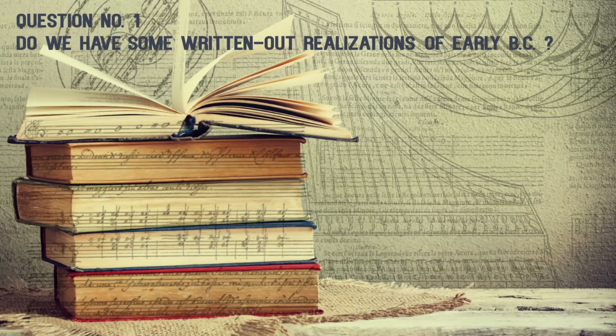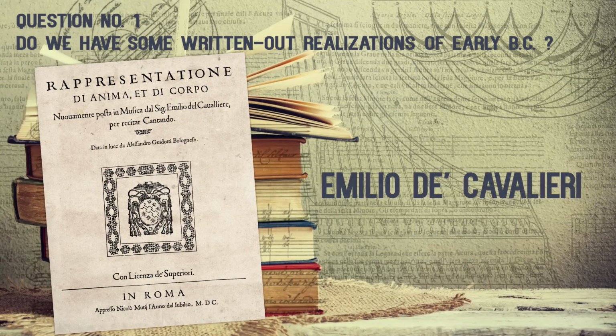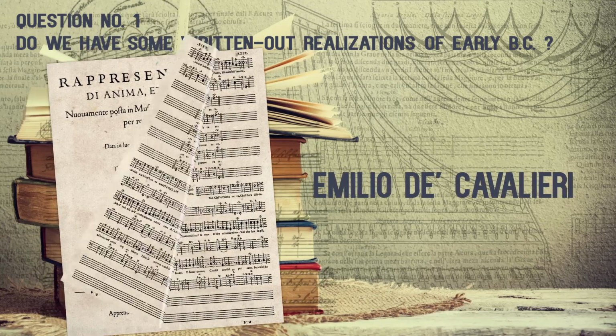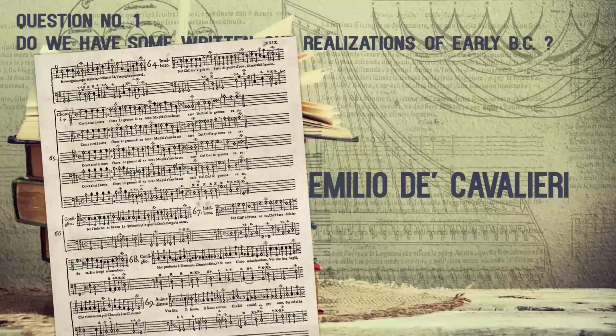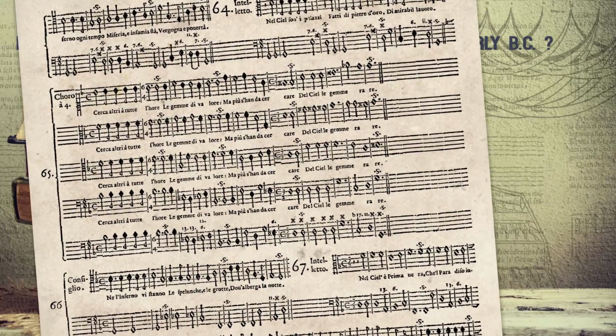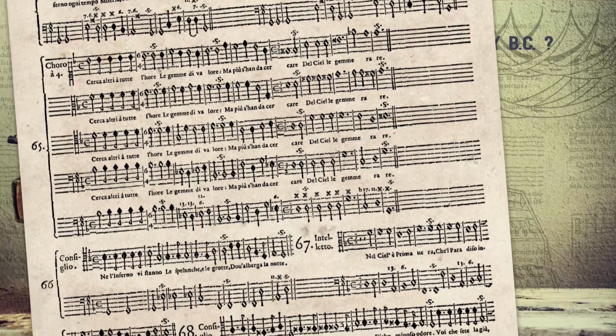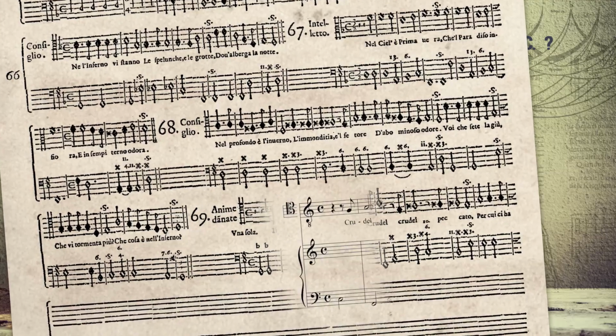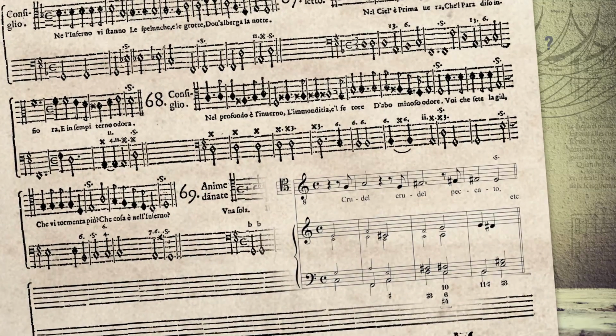Another precious source that we have is Emilio de Cavalieri's Rappresentazione di Anima e di Corpo. Not only is it the first piece printed with Basso Continuo, among all the music publications from that time, it has the most detailed and accurate figuration. Following the figures carefully will result in many instances in an equivalent to written out realizations.